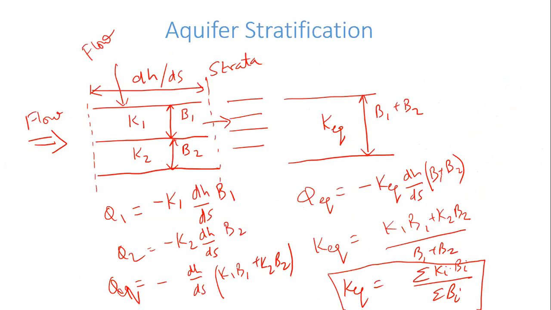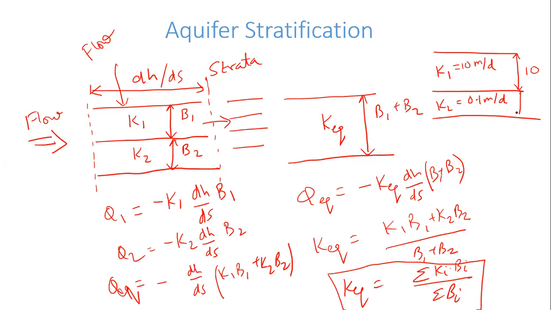Okay, so now this is very interesting. Just imagine that I have two layers with, let us say, K1 is 10 meters per day, and K2 is 0.1 meters per day. For the sake of simplicity, we'll give some simple numbers. I have 10 meters thickness of an aquifer material of 10 meters per day, and 1 meter thickness of an aquifer with a hydraulic conductivity of 0.1 meters per day.